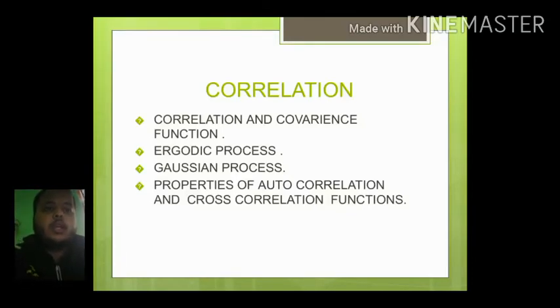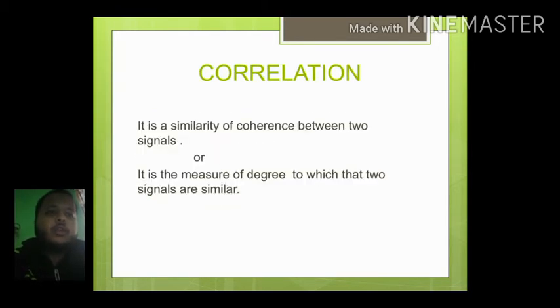I am Sahil and I am presenting a presentation on correlation. So in correlation we are talking about correlation and covariance functions. Second is ergodic process, third is Gaussian process, and fourth is properties of autocorrelation and cross correlation functions. So first of all we are talking about correlation.